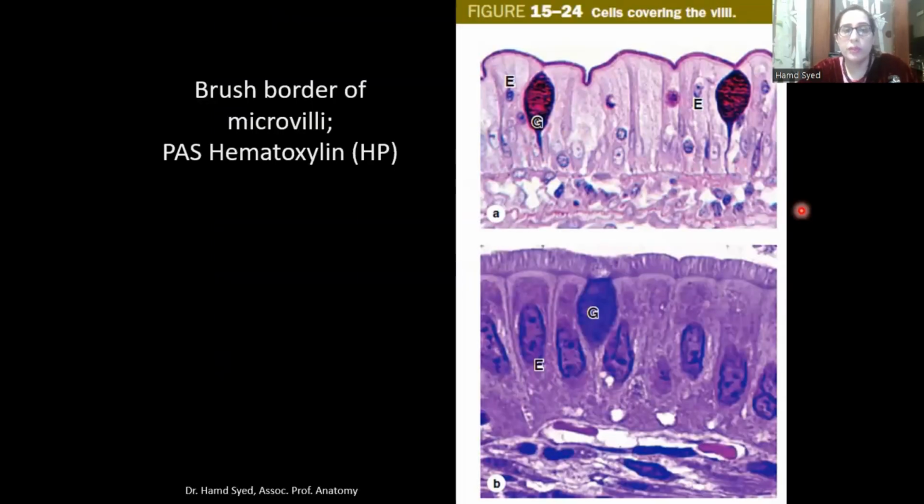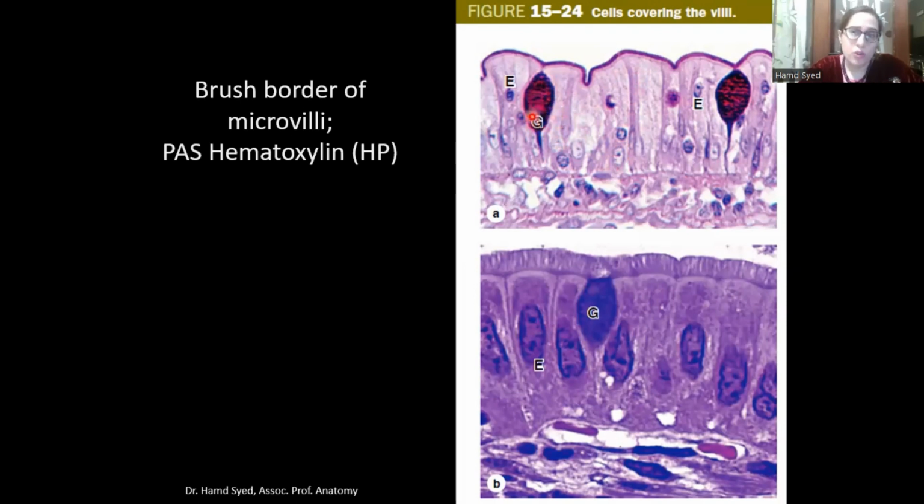So the brush border of the microvilli can be better visualized if we use special stains. So in this stained tissue slide section, the hematoxylin PAS stain, periodic acid Schiff stain, has been used. This has made this brush border a little more prominent, and you can see this E stands for the enterocyte. These are the enterocytes or absorptive cells. You can see they are tall columnar cells, with the basally positioned oval-shaped nucleus, and between these absorptive cells are these goblet cells.